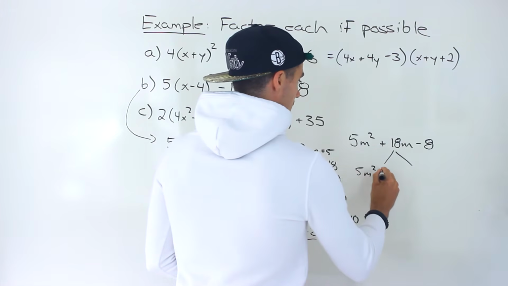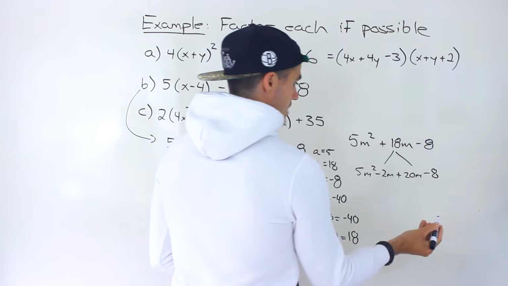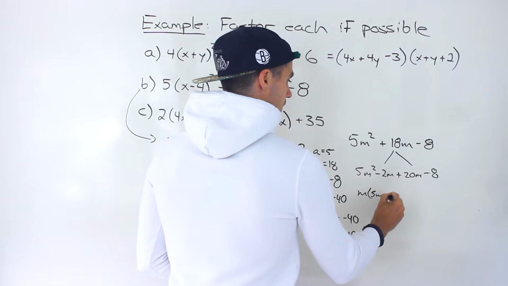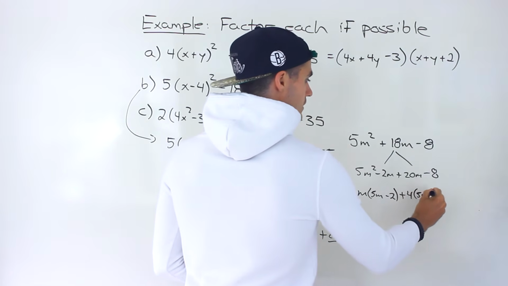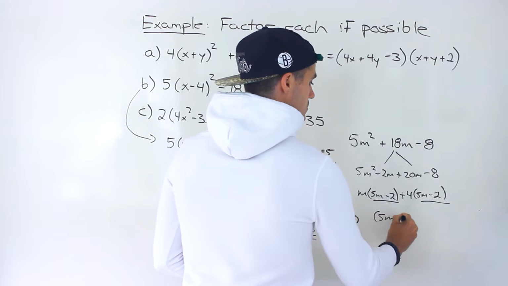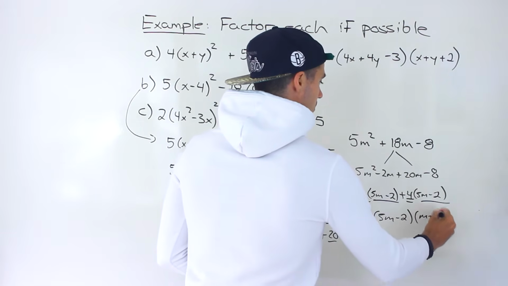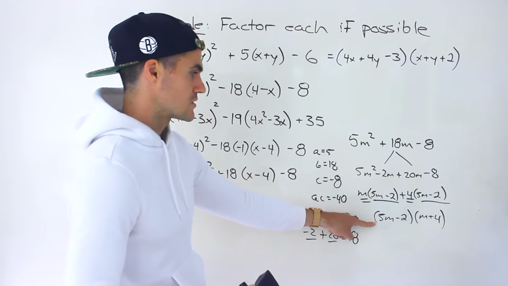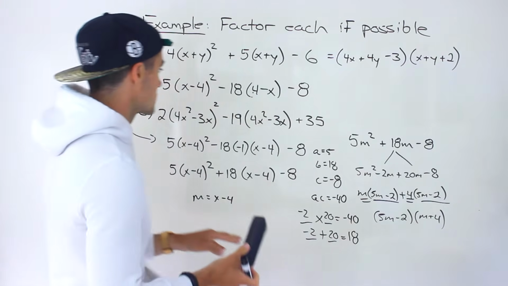5m squared minus 2m plus 20m minus 8. From these two we could take out an m. Then from these two we could take out a 4, and we're left with 5m minus 2. We could then take out the 5m minus 2, and we're left with m plus 4, like that.